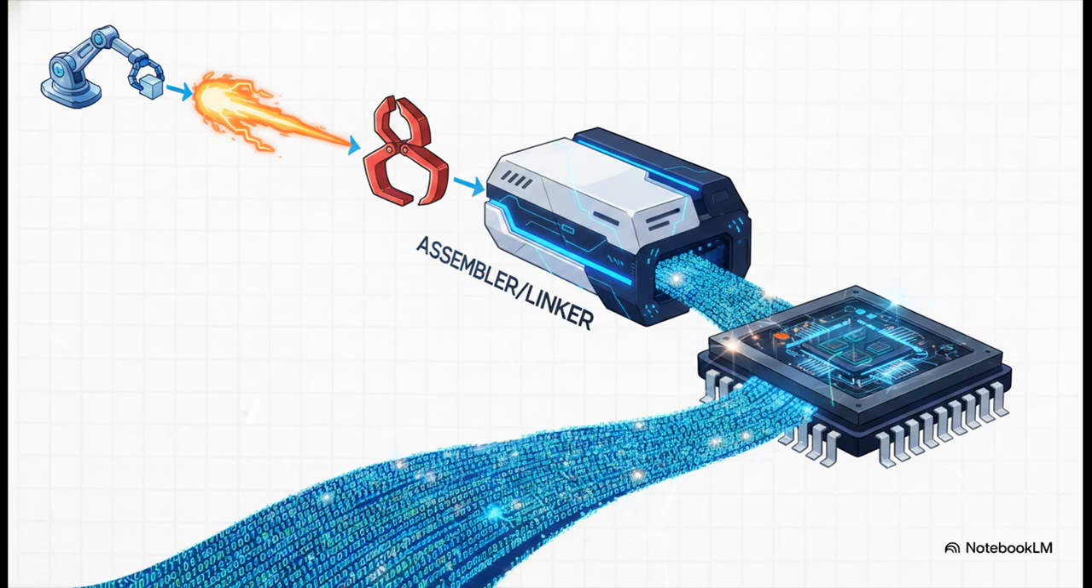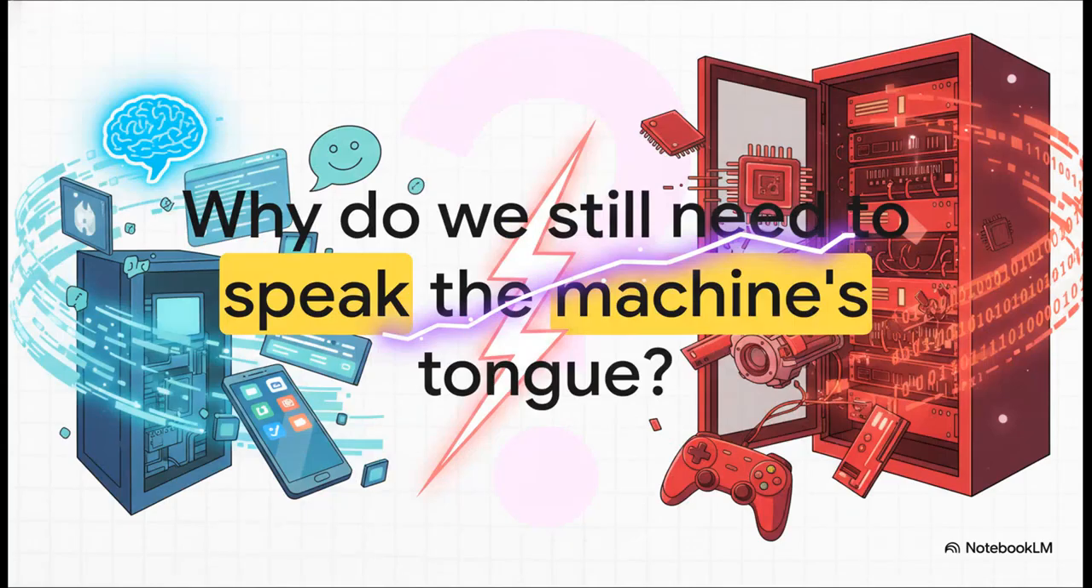And that's it. That's the whole journey. We start with these human-friendly shortcuts like MOV and ADD. The assembler and linker then translate them down into the pure ones and zeros that the CPU can execute directly. We've gone from the very top of our map all the way down to the very bottom. Which really brings us to the final big question.